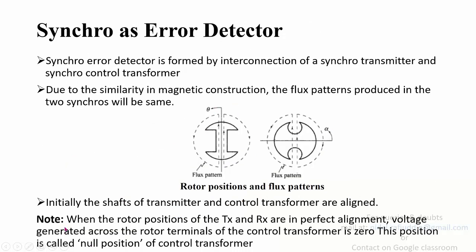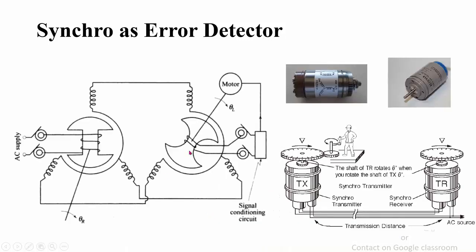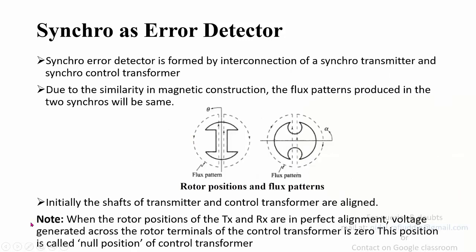Note that when the rotor positions of the transmitter and receiver are in perfect alignment, so if theta and alpha are the same, the voltage generated across the rotor terminals of the control transformer will be zero. This position is called the null position of the control transformer. This is clear from this figure. If they are oriented in the same direction, so if theta and alpha are equal, the flux generated in the air gap of the receiver will be such that it will not induce any EMF in the rotor of the receiver. So zero voltage is induced if theta and alpha are equal. This is what this note mentions. This particular position is called the null position of the control transformer.